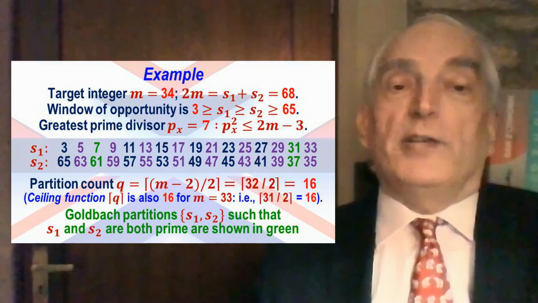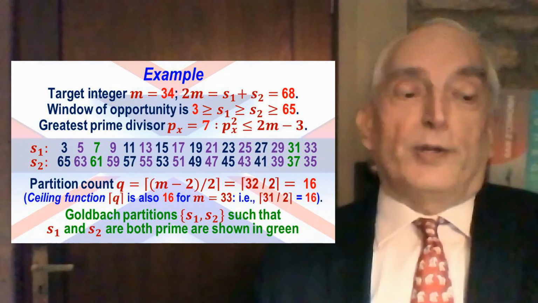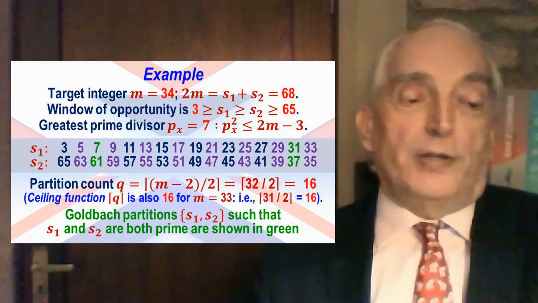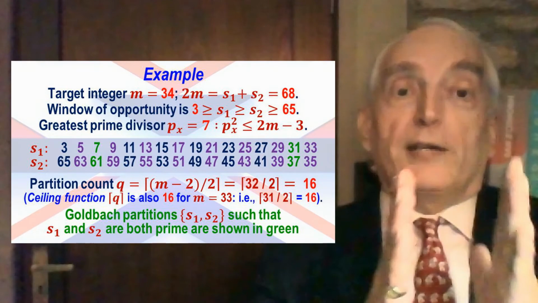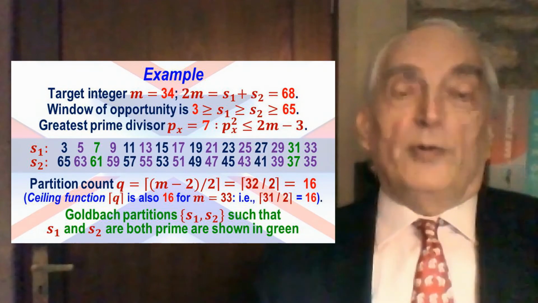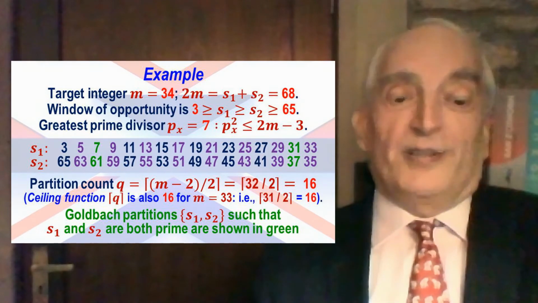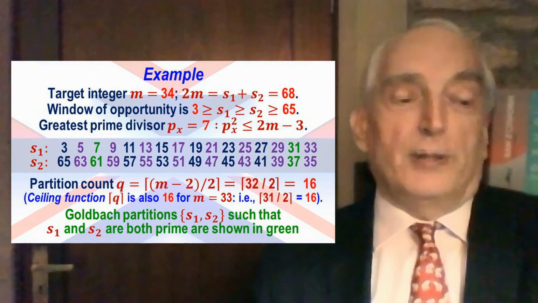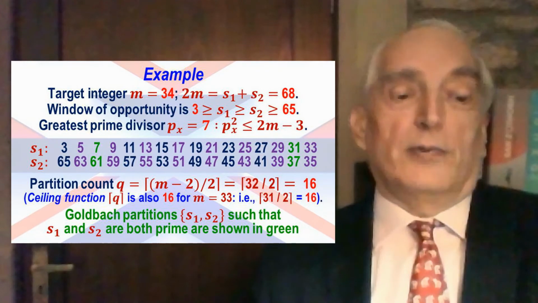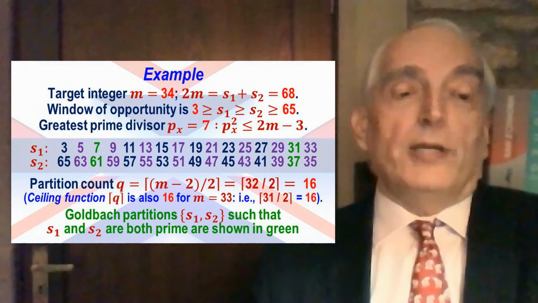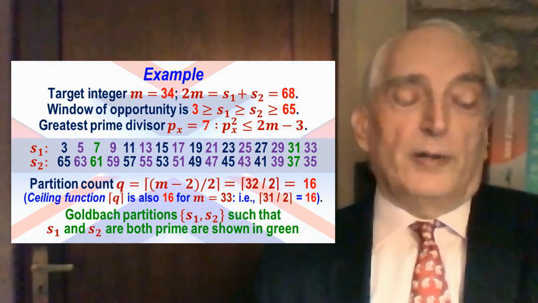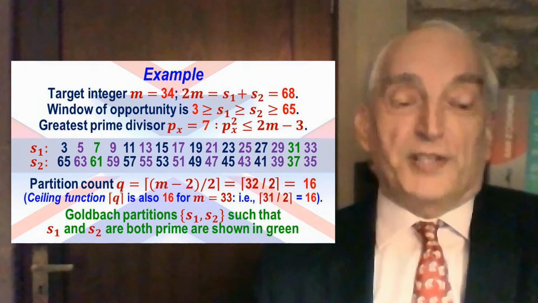And we'll take an example. Suppose m was equal to 34, then 2m is 68. The window of opportunity is then between 3 and 65. So we arrange all the odd integers s1 and s2 between 3 and 65 as shown in the bar across the middle of the screen. And the partition count q is simply the ceiling function on 32 over 2, which is 16.